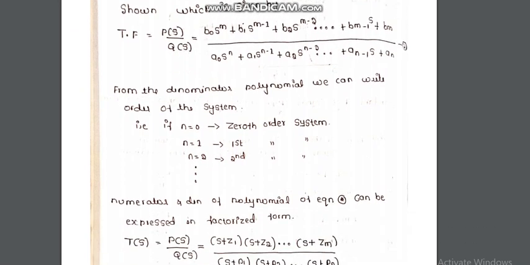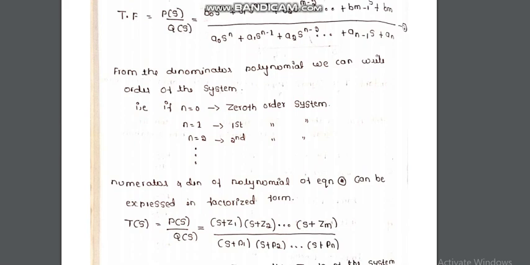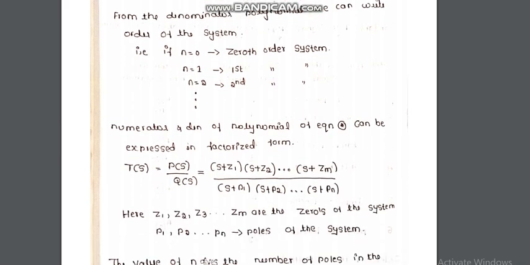And the numerator and denominator of equation 1 or equation 2 can be written in factorized form like this. T of s is equal to P of s divided by Q of s, is equal to s plus z1 into s plus z2 up to s plus zm, divided by s plus p1 into s plus p2 and so on up to s plus pn, where in the numerator z1, z2, z3 are the zeros of the system and in the denominator p1, p2, pn are the poles of the system.